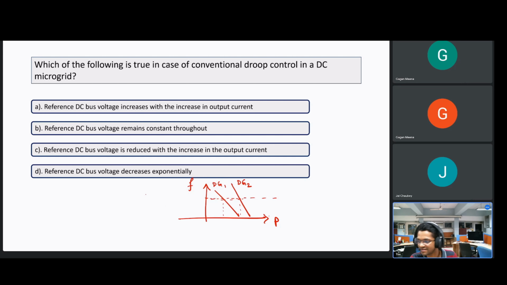We try to keep it within a band, and all the DGs, all the generation, must operate at the same frequency. Correct? So it is the AC case. This is for AC; I was just making an analogy with DC. So if this is happening in AC, what will happen in DC?